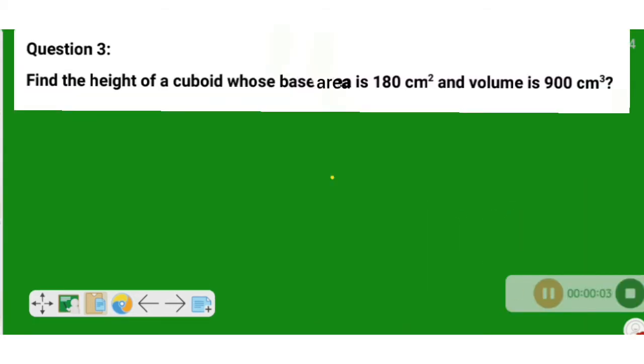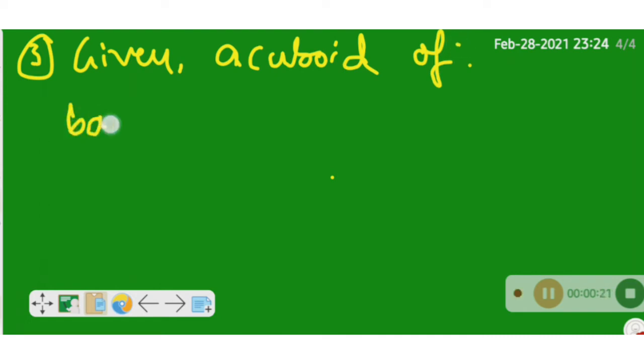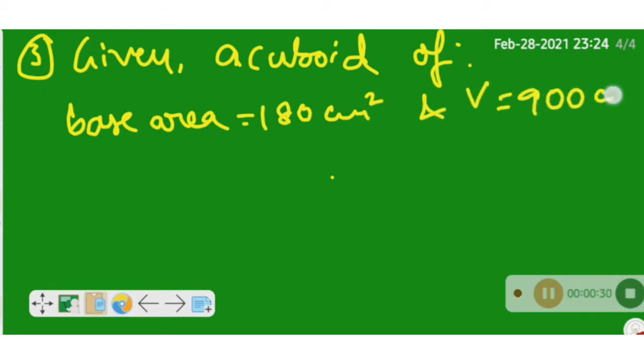Moving on to the next question, the third question. We have to find the height of a cuboid whose base area is 180 centimeter square and volume is 900 centimeter cube. So here it is given a cuboid of base area 180 centimeter square and volume 900 centimeter cube. We have to find the height. Height is question mark. It's very simple. Already we learned how to deduce the volume of a cuboid. There we wrote volume is equal to base area into height, right?